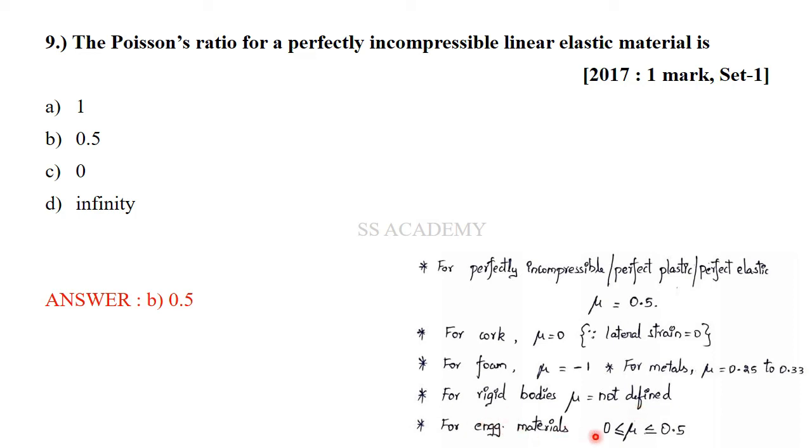Generally, for engineering materials, the mu value ranges from 0 to 0.5. But if they haven't mentioned engineering materials, there is a possibility for mu to range from -1 to 0.5. This is sufficient to answer this question. So, you can understand that for a perfectly incompressible linear elastic material, the Poisson's ratio is 0.5.